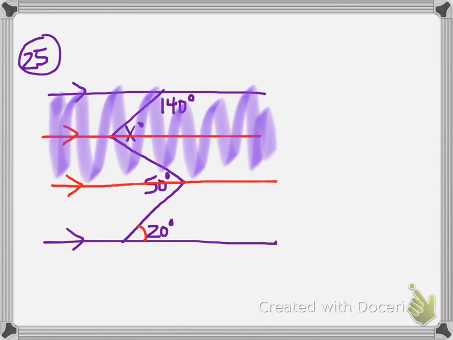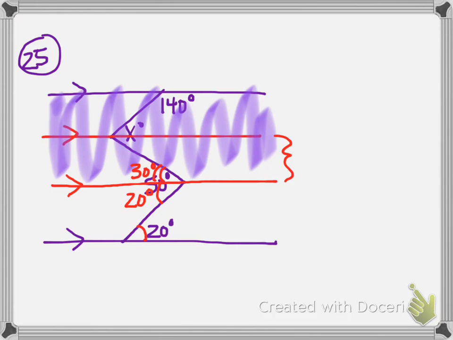This 20-degree angle is going to be congruent to the bottom part of this 50-degree angle. So this bottom part is 20 degrees, which means that the top part of the 50-degree angle has to be 30 degrees. Okay, so now let's take a look at the middle section between here and here. So ignore above and below the two red lines.